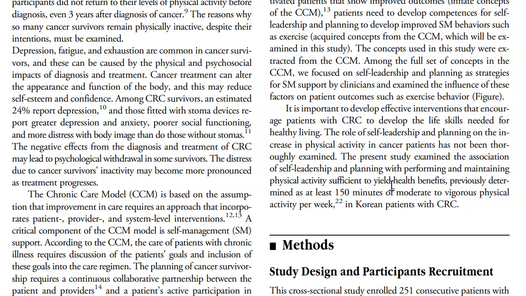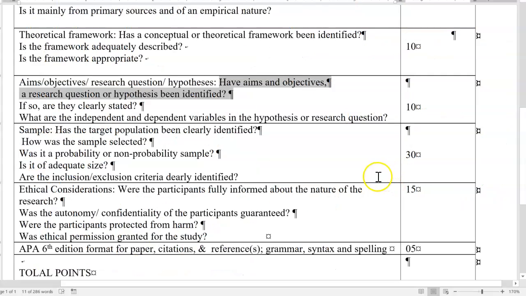Even though they didn't state it in the form of a question, that's really a research question. It's not a hypothesis. A hypothesis would say something like, there's an association between self-leadership and planning, and we think that it will improve the ability to perform and maintain physical activity. So that would be more of a hypothesis. And this one doesn't really have a hypothesis. It does have a question.